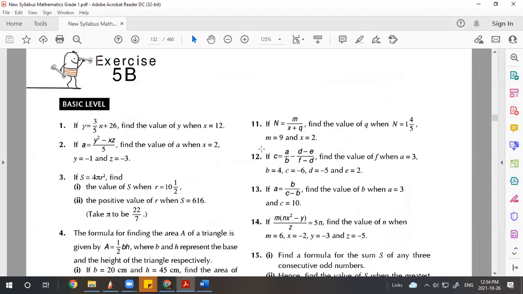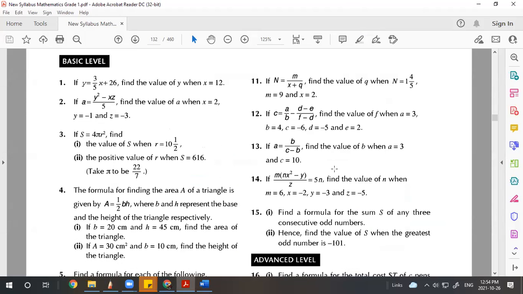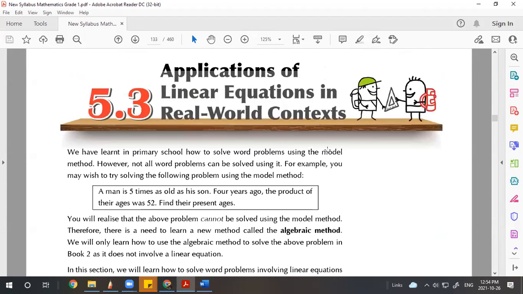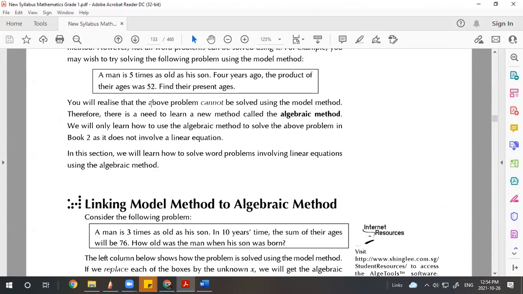So today our meeting is done for 5A and 5B, and we continue 5C and 5D on the next day about the application of linear equation in a real world context. It means that you deal with the word problems, you deal with the inequalities later on, and a man is 5 times as old as his son, blah, blah, blah, blah. So we deal with the word problems, and we deal with so many understanding about this.